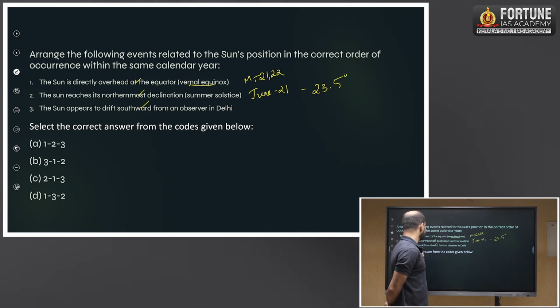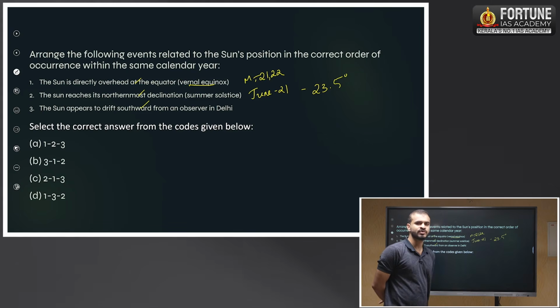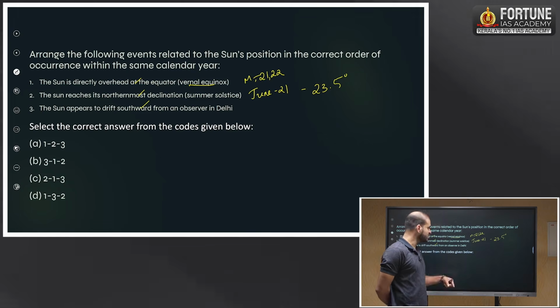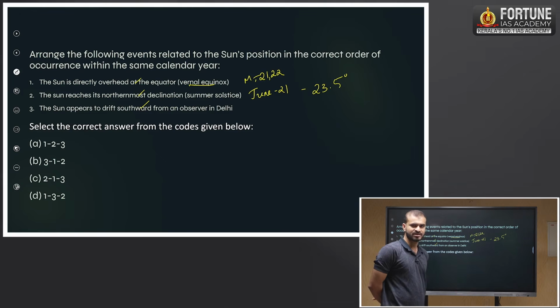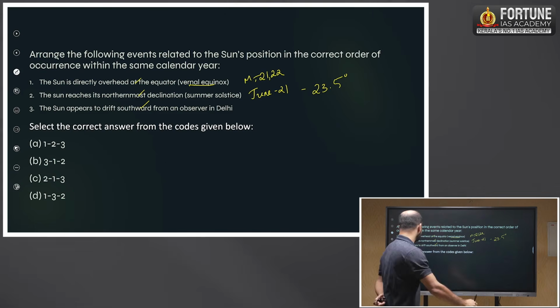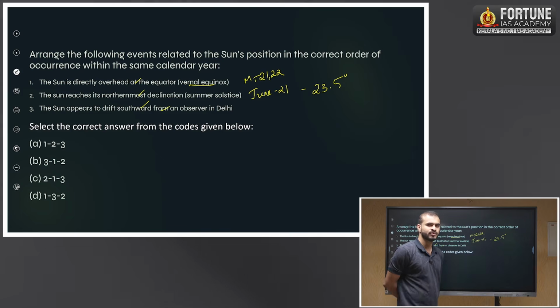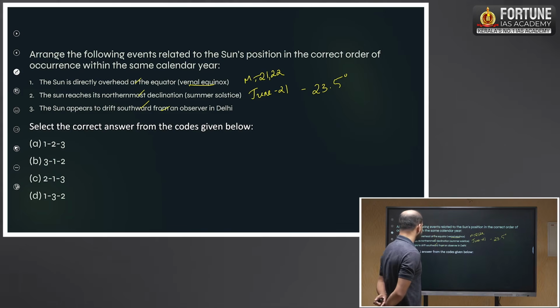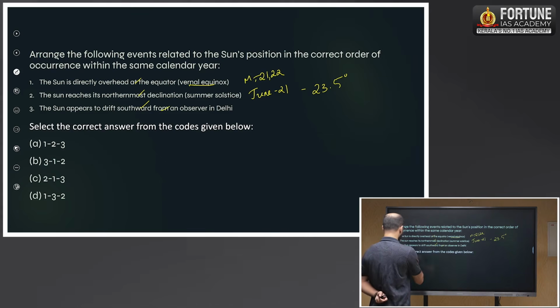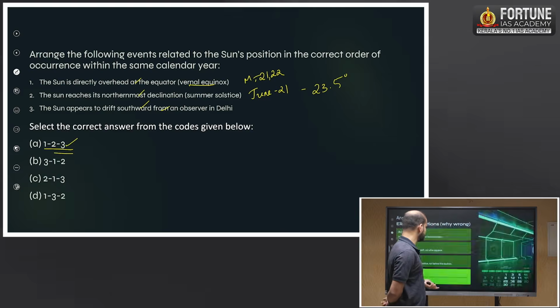So when the sun appears to move southwards from an observer in Delhi, that will be post June 21st. The sun reaches its northernmost declination on June 21st and it appears to move southwards after June 21st. So the third statement, or the third event, should come after the 21st of June. So that will give us the answer as 1, 2 and 3. That is the correct sequence of events.